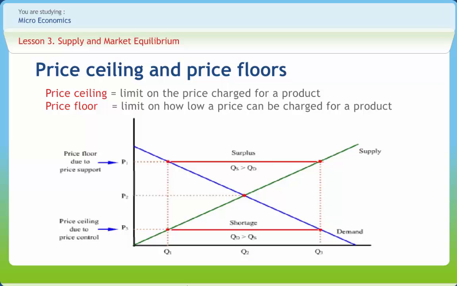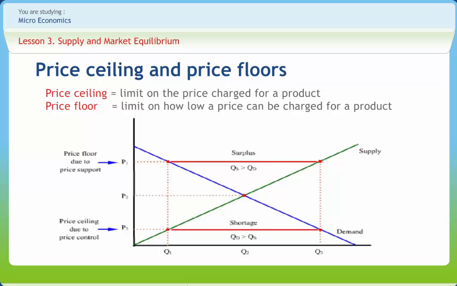A price floor is a government or group-imposed limit on how low a price can be charged for a product. For a price floor to be effective, it must be greater than the equilibrium price. A price floor exists when the price is artificially held above the equilibrium price and is not allowed to fall. There are many examples of price floors. In some cases, private businessmen maintain the price floor, while in other cases it's the government that maintains the price floor.